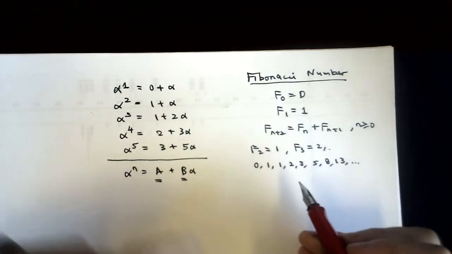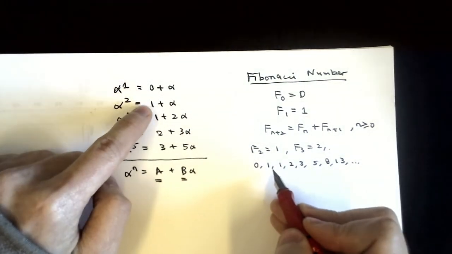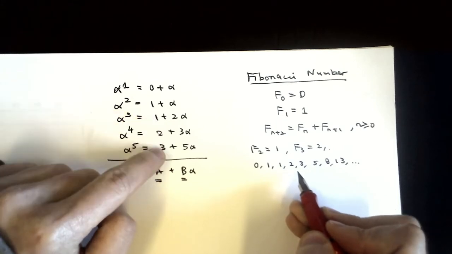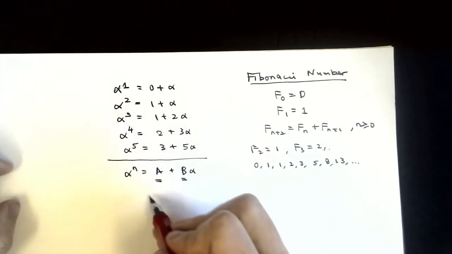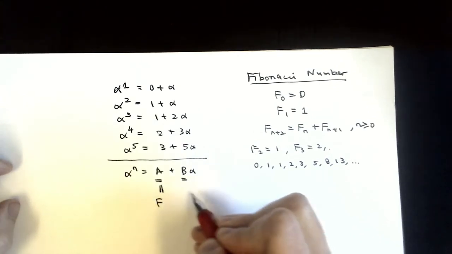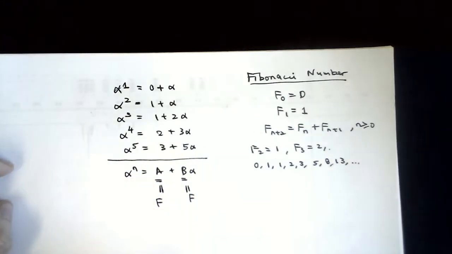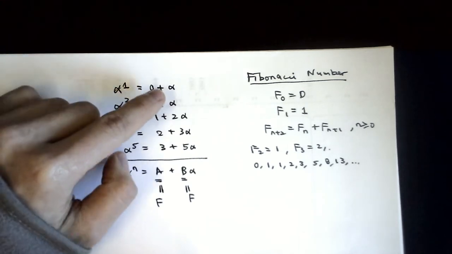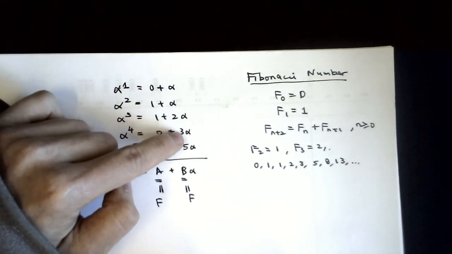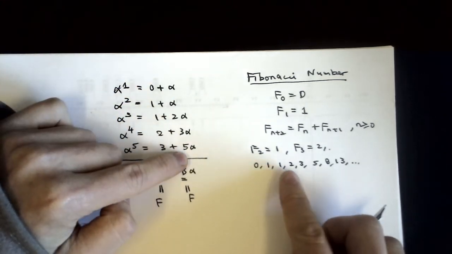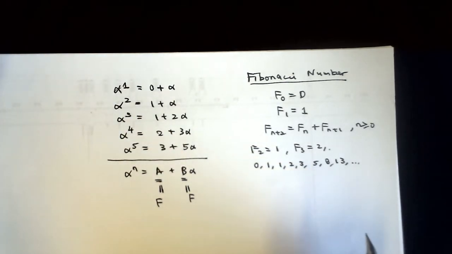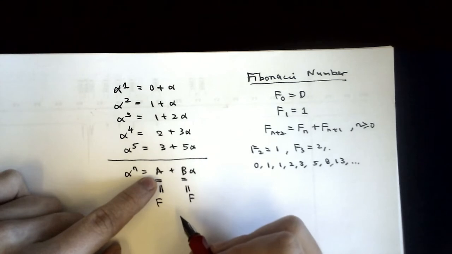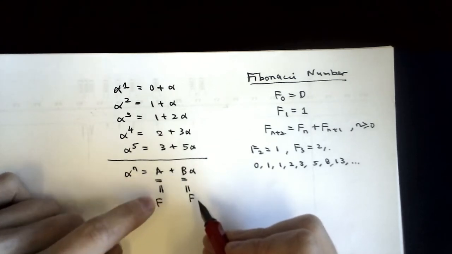Now we see that 0 is here, 1 is here, 1 is here, 2 is here, 3 is here. It seems that these are Fibonacci numbers. You see here 1, 1, 2, 3, 5. So it would be very nice if A and B are Fibonacci numbers.